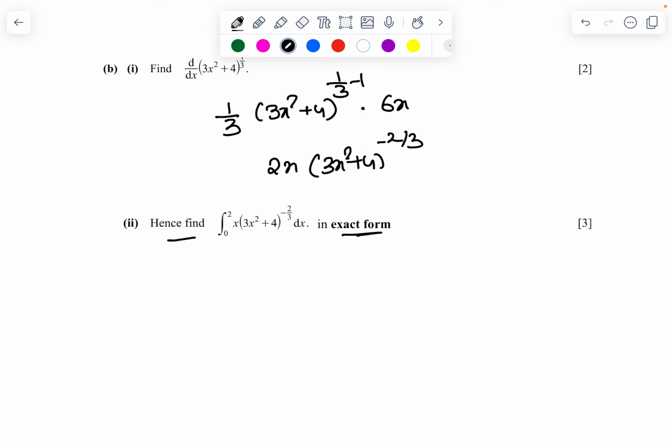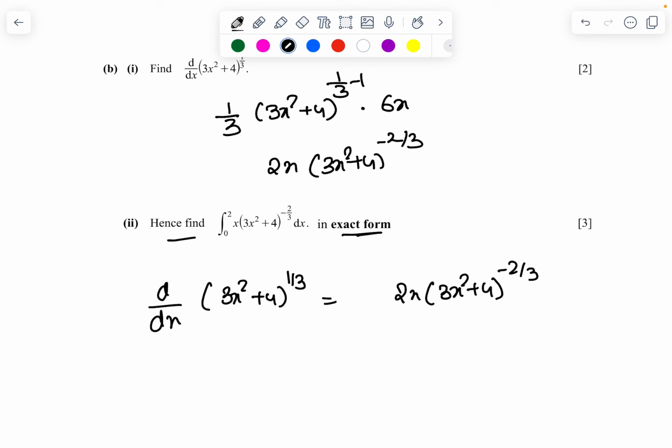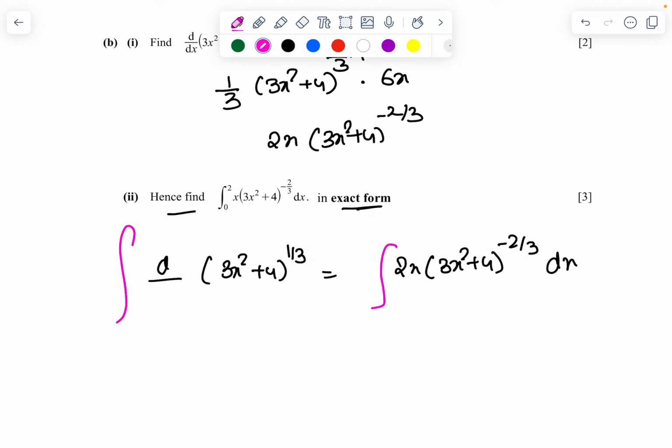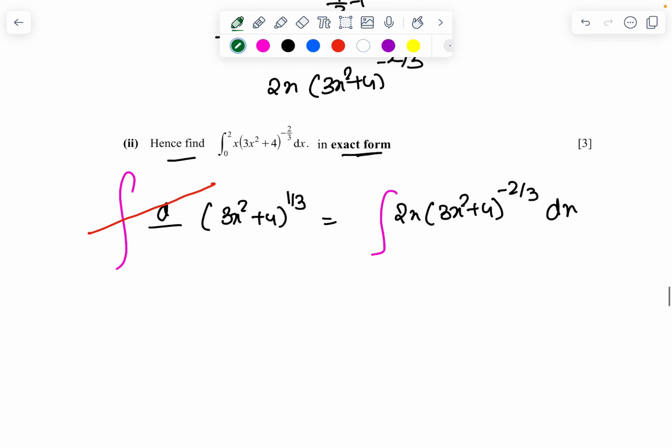So we got that derivative of (3x square plus 4) whole power 1 upon 3 equals 2x times (3x square plus 4) whole power negative 2 upon 3. So what am I going to do? I am going to do the integral on both sides and move this dx to the other side. So we know that integral and derivative are opposite functions, will get cancelled. So I will be left over with (3x square plus 4) whole power 1 upon 3 equals 2 times the integral of x times (3x square plus 4) whole power minus 2 upon 3 dx.